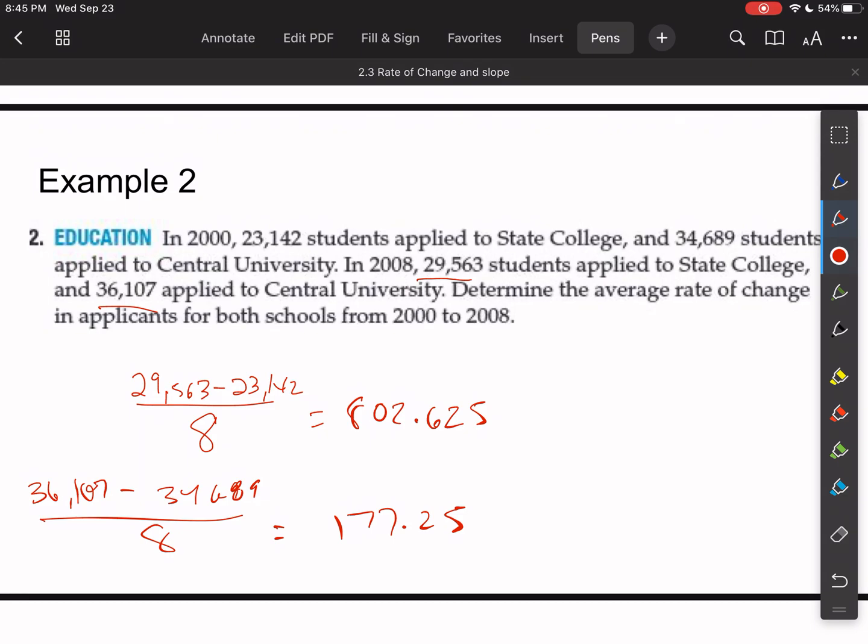So on example 2, we can estimate this. We might as well just round up to the nearest student. So this would be 803 students approximately. And then for our other one, we'll round down for that one, approximately 177 students.